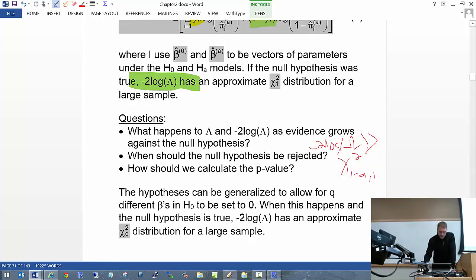So how do we calculate the p-value? Can someone give me an expression for the p-value? So the p in p-value stands for probability. Thank you. So probability of what? Probability of obtaining the test statistic, given that the null is true. Test statistic greater than.